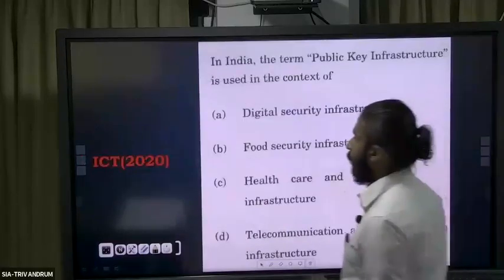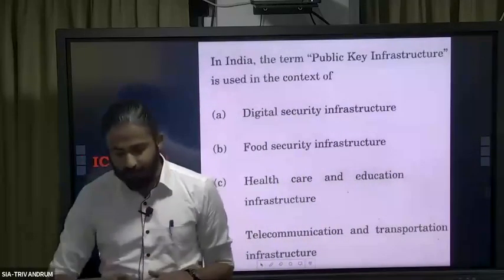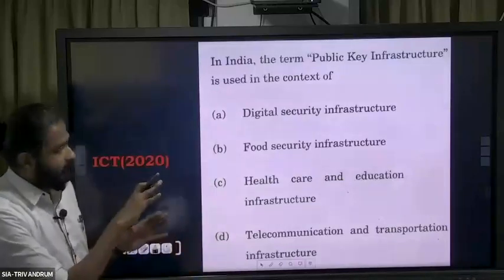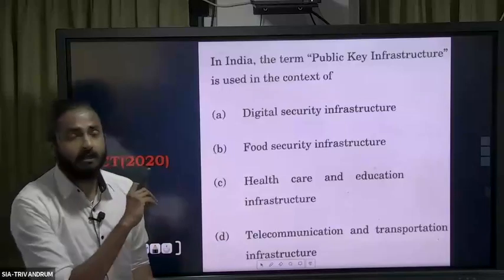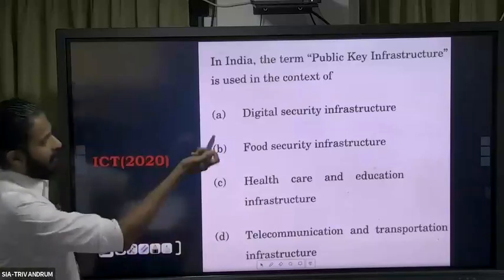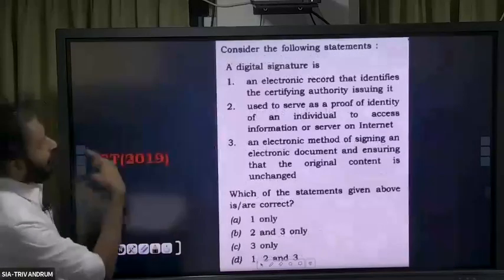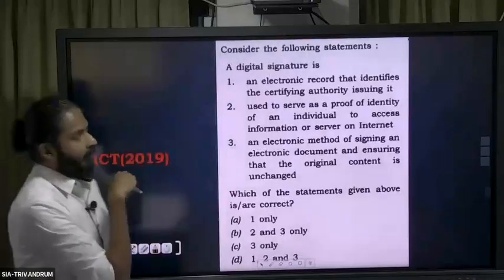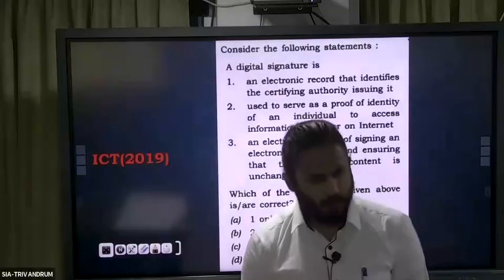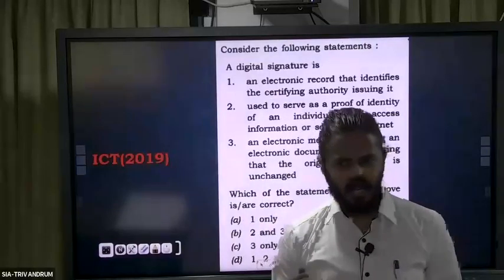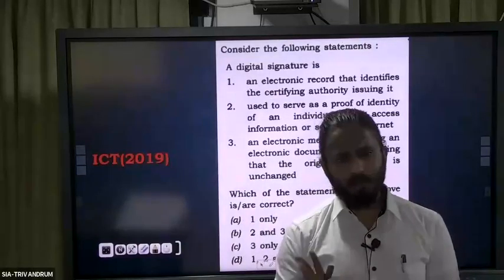Then comes this digital cyber security, organizations, etc. So in 2020 they asked about public key infrastructure. Okay, public key infrastructure, which is a digital security infrastructure. In 2019 they asked about digital signature. Again, there is a rule which you might have also heard, that in science and technology questions, if 3 statements are given, mostly D works.